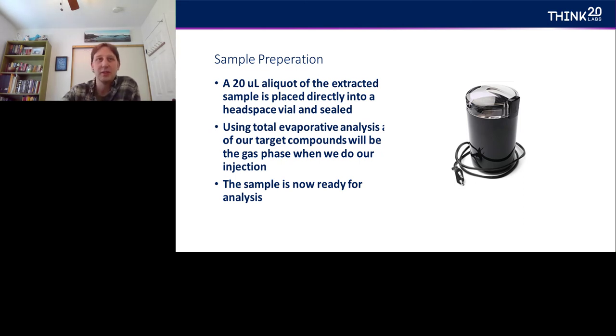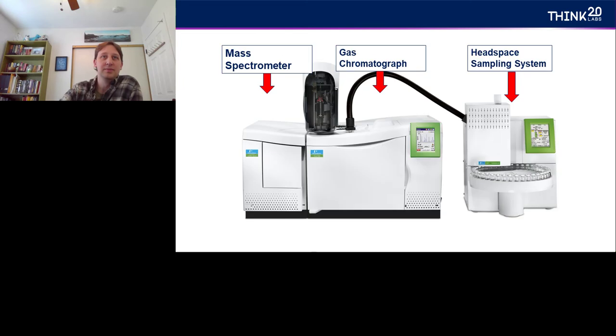Now I'm going to move on to the instrumentation. This is our setup. So this is a PerkinElmer instrument. All the way to our right is the Headspace sampling system. So if you see on the top of the GC, there's also a liquid injector in this image. So I'll get into that a little more in a second.